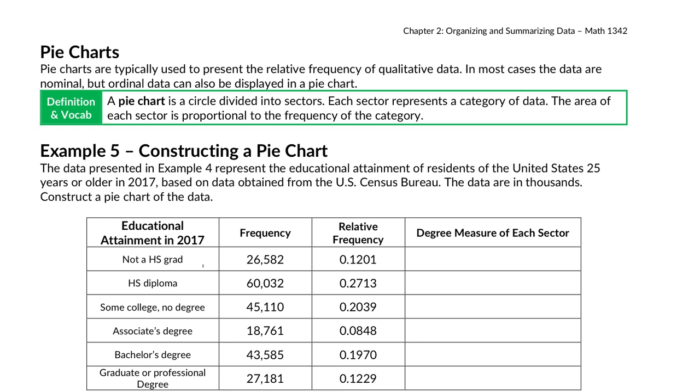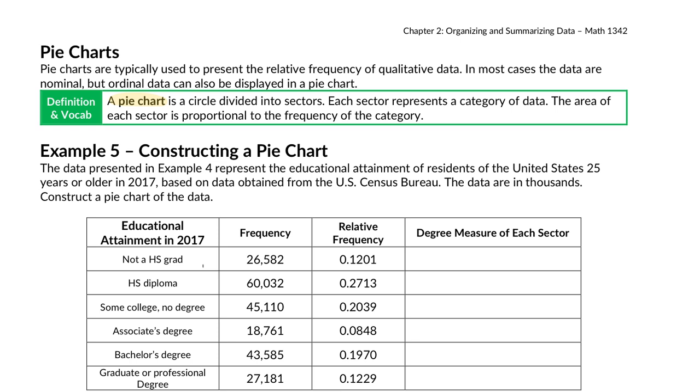All right, so a pie chart. We've seen these before. A pie chart is a circle divided into sectors. Sectors is like a pizza pie slice. Each sector represents a category of data. The area of each sector is proportional to the frequency of the category.